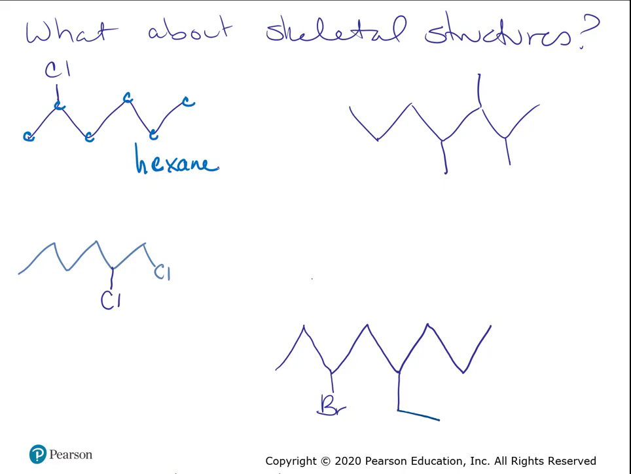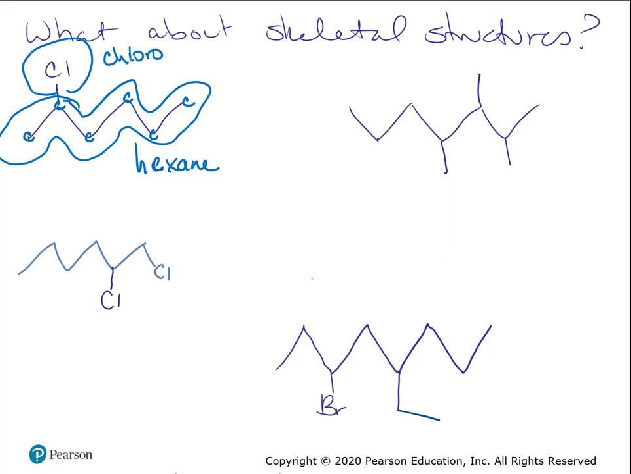Okay, so we named this, right? That's the hexane. The only thing hanging off is a chlorine, which is a chloro. And which side do I want to number this from, left or right? Left. Can you see that the left is closer to the chlorine? So that is the side I would start my numbering from: 1, 2, 3, 4, 5, and 6. So this is going to be a 2-chlorohexane. And you could put 2-chlorohexane as all one word.